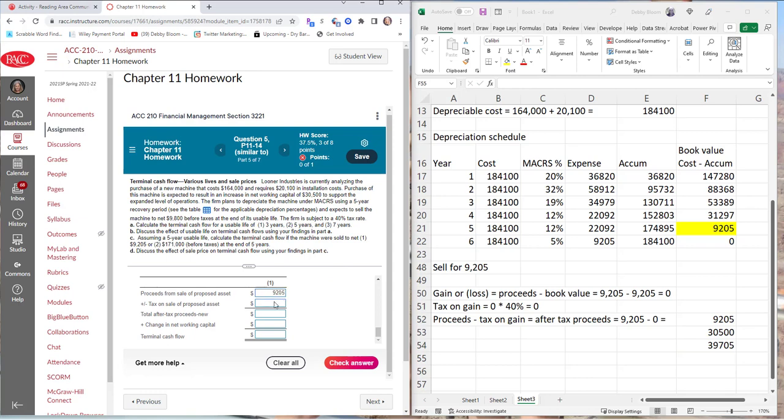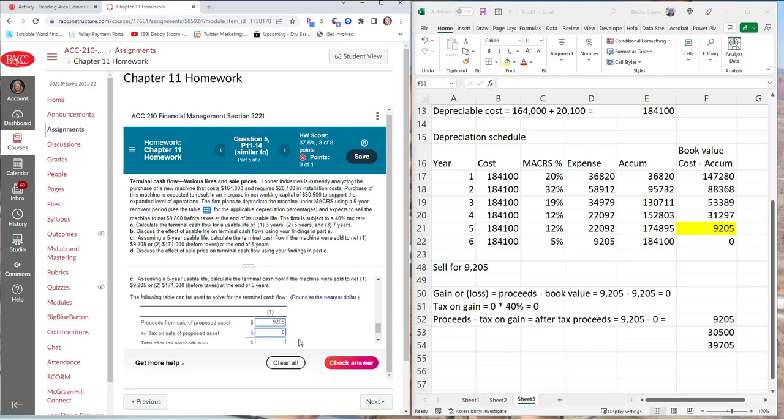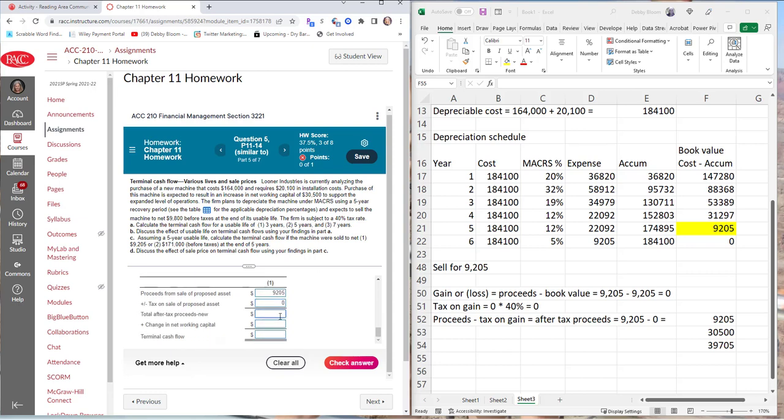9,205, zero tax, 9,205, 30,500, and finally 39,705.